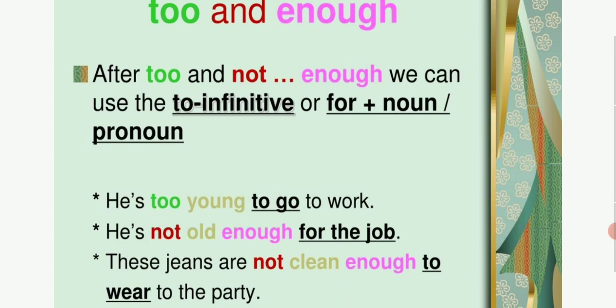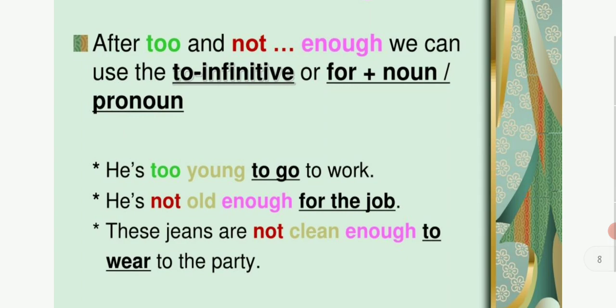noun, or pronoun. Okay, so let's see some examples. He is too young to go to work. So we have here "too", right? And after "too" comes an infinitive. He is too young, so he's really young. To go. Here, "to" comes before "go", and "go" is the infinitive. So he is too young to go to work.